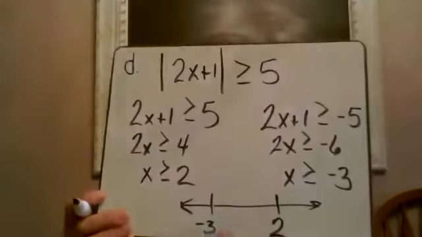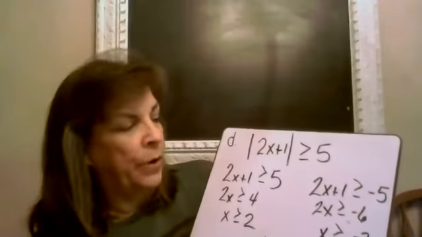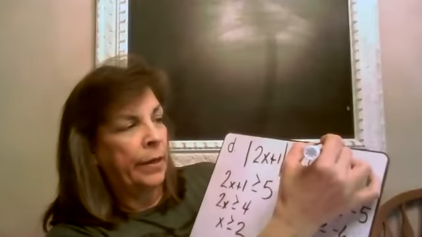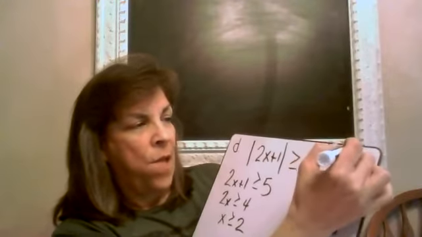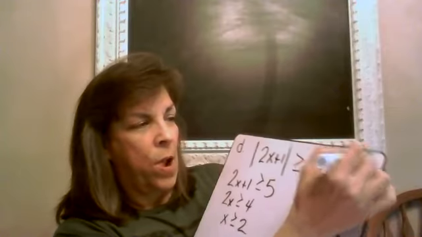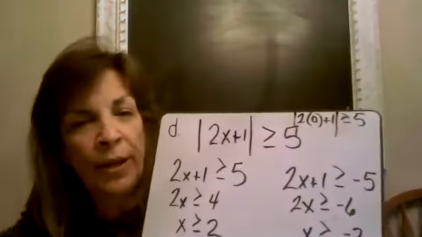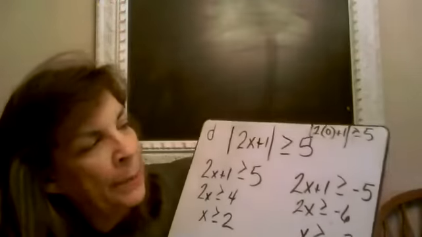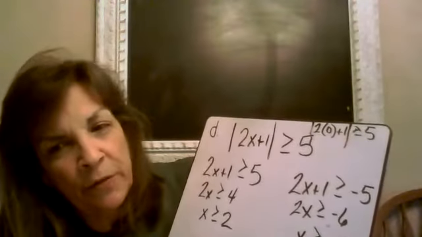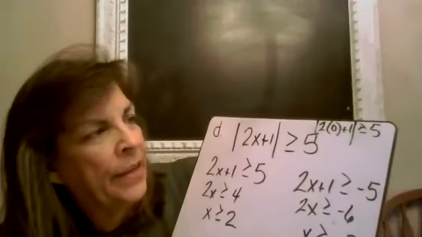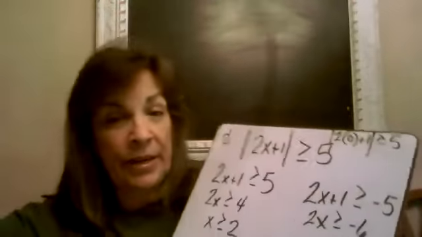Then we take our sections, we plug in random points. I'm going to choose 0, go back up here, put in 0. I have 0 plus 1. The absolute value of 0 plus 1, which would be the absolute value of 1, 1 is greater than or equal to 5. That is not correct.